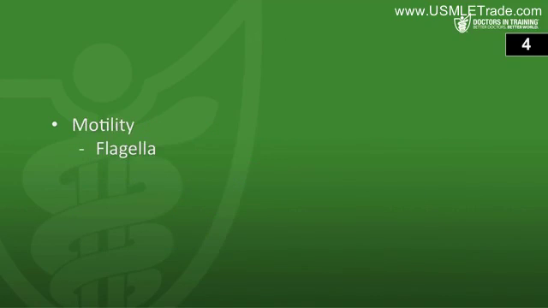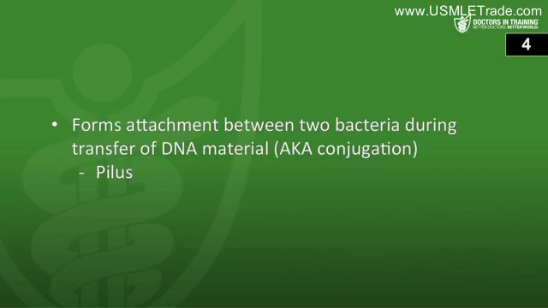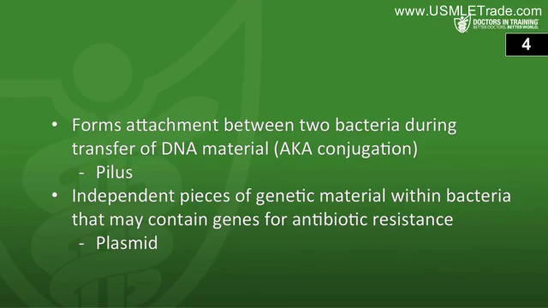Motility. Motility is mediated by flagella. Bacterial form which provides resistance to dehydration, heat, and chemicals. This is a spore. Forms attachment between two bacteria during conjugation. This is the pilus, sometimes called the F pilus or the sex pilus. And independent pieces of genetic material within bacteria that may contain genes for antibiotic resistance. This describes a plasmid. Okay, next.